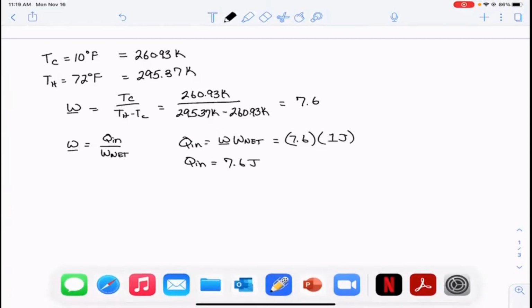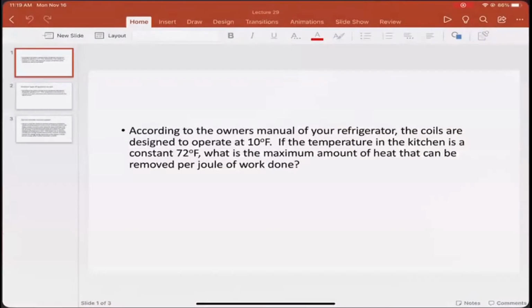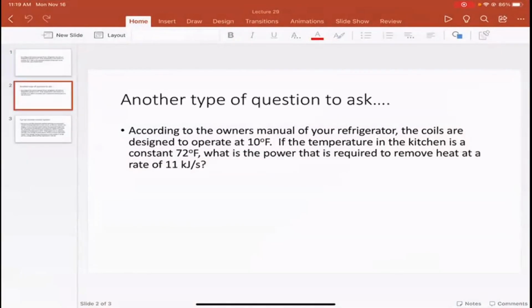Another way that you could ask essentially the same problem is to say, well, if the temperature in the kitchen has that temperature, right, and the coils are still at 10 degrees Fahrenheit, what is the power required to remove heat at this constant rate?